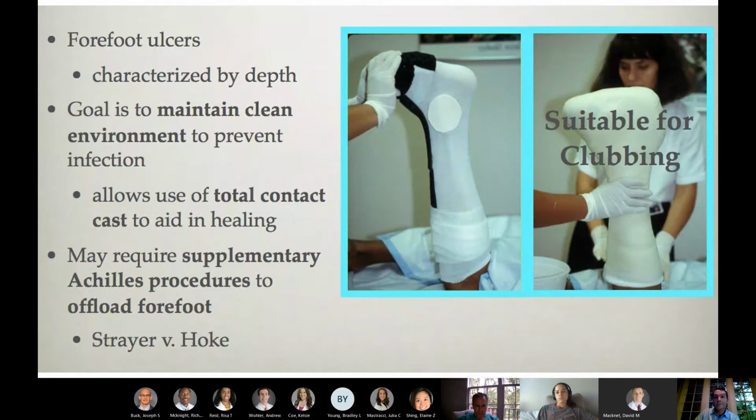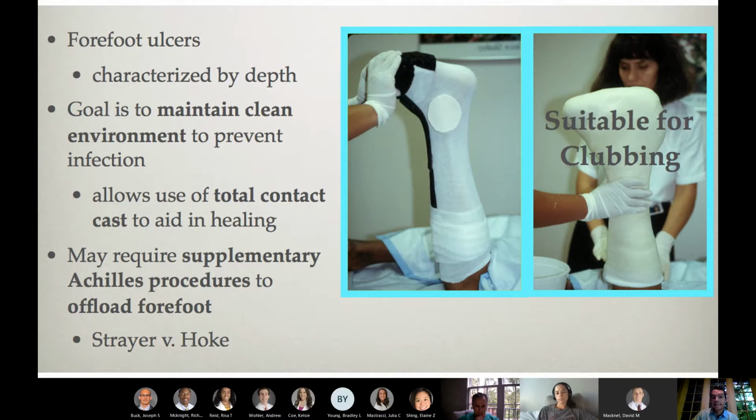Forefoot ulcers are the most common. Ulcers are sort of categorized in their grade by how much wear of the skin there is. If there's no break in the skin, it's just a little redness, it's grade 0. Oh, sorry, that's the next slide. Anyways, the goal for management of the ulcers is to maintain a clean environment.